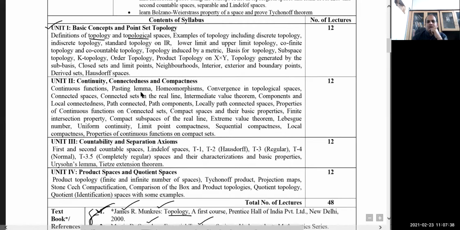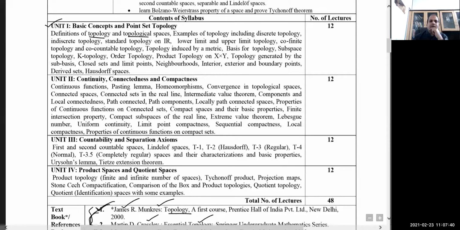Now just go through the topics mentioned in unit 1 of the syllabus. We are first going to cover the basic concepts of point set topology. In this we will see various examples of what we mean by topology and different topological spaces, including discrete topology, indiscrete topology, standard topology on R, lower limit and upper limit topology, co-finite topology, co-countable topology, topology induced by a metric, basis for a topology, subspace topology, K topology.